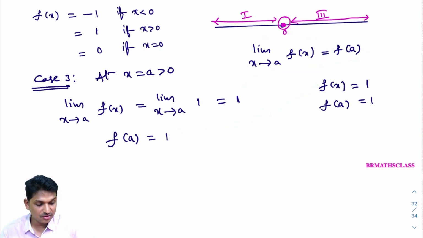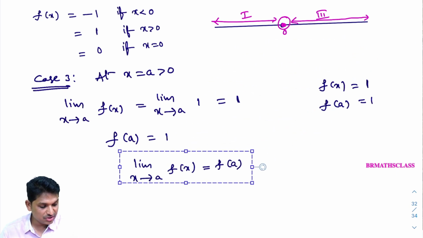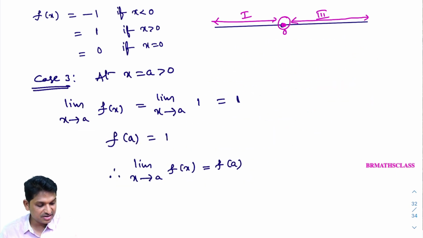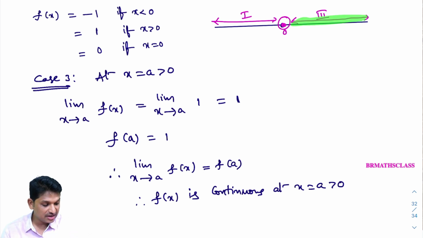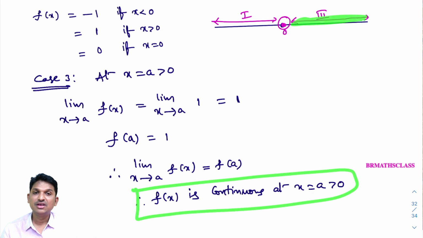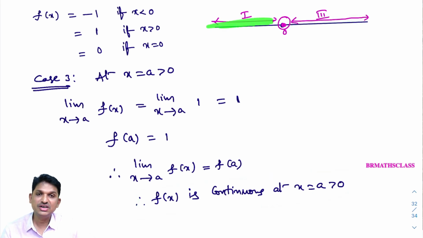So what can I say here? I got that the limit as x approaches a of f of x equals f of a. This value is 1, and this value is also 1. So what is the conclusion? Therefore, f of x is continuous at x equal to a whenever a is greater than 0. So I checked the continuity in this zone also, and I got that it is continuous. Case 1, in this zone, it is continuous.